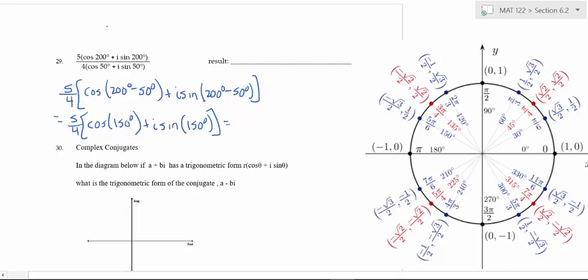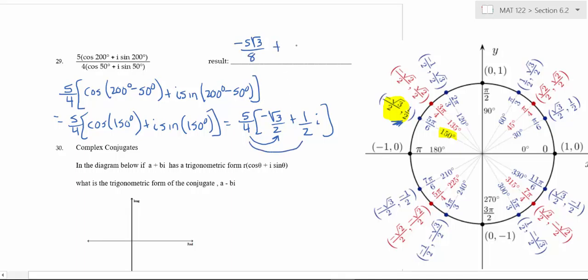So now we just need to look at the unit circle. Go to 150 degrees. Those are the points on the unit circle. So that's going to give 5/4. Cosine of 150 is negative root 3 over 2. Sine of 150 is the y value, so that's 1/2 times I, and then multiply it out. There's no reducing on this problem, so if you multiply that out, you're going to get negative 5 root 3 over 8, it looks like. And if you multiply that out, you're going to get plus 5/8 I, like that. So that should be the a plus bi form of that answer.